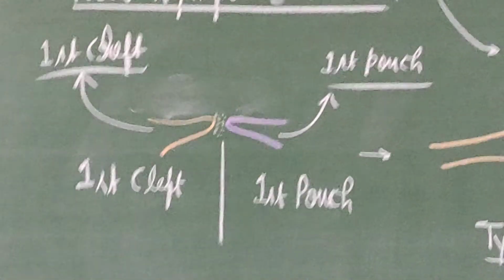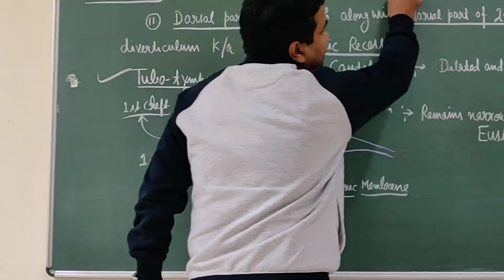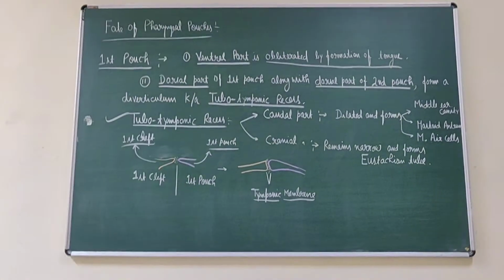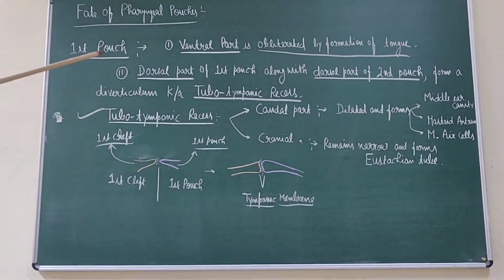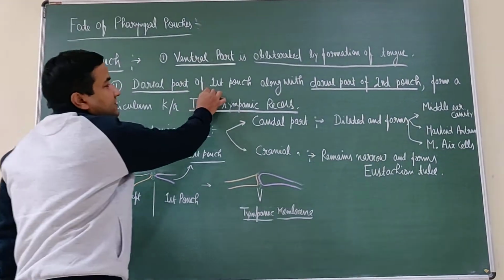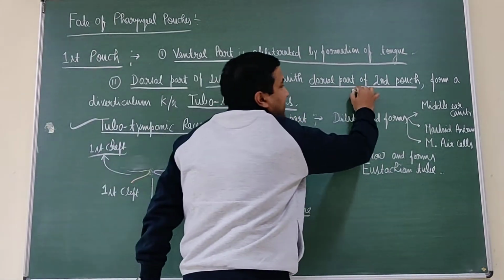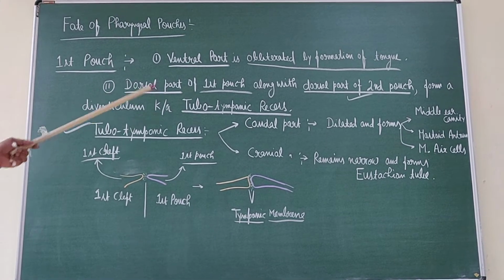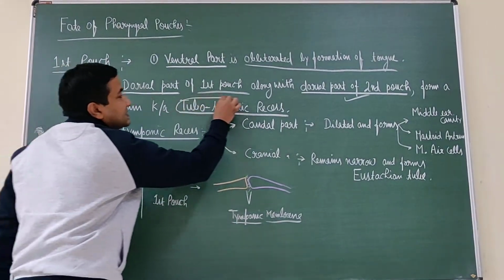Now this ventral part is obliterated by the formation of the tongue. The tongue is formed and the ventral part is obliterated, while the dorsal part of this first pouch along with the dorsal part of the second pouch forms a diverticulum that is known as the tubotympanic recess. This is an important term.